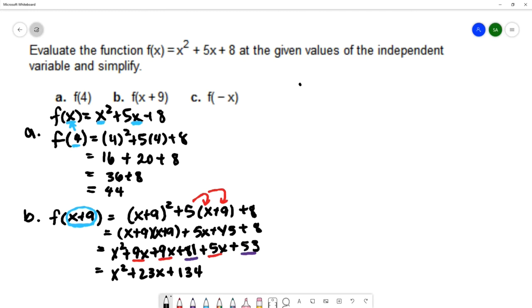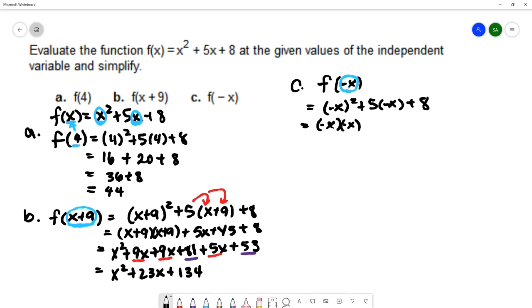Finally, we'll do part C. In part C, we want to find f of negative x. So once again, we have an expression inside of this parentheses, and that's the expression we want to put in place of our x's. So if we do that, we would get negative x squared plus 5 times negative x plus 8. We'll simplify. Negative x squared means negative x times negative x. On the next term, a positive 5x times a negative x will be minus 5x.